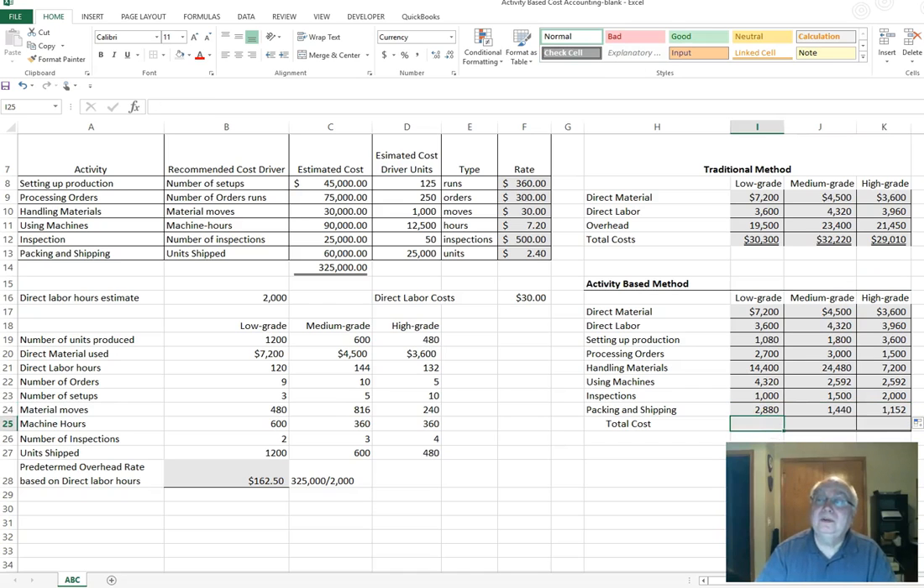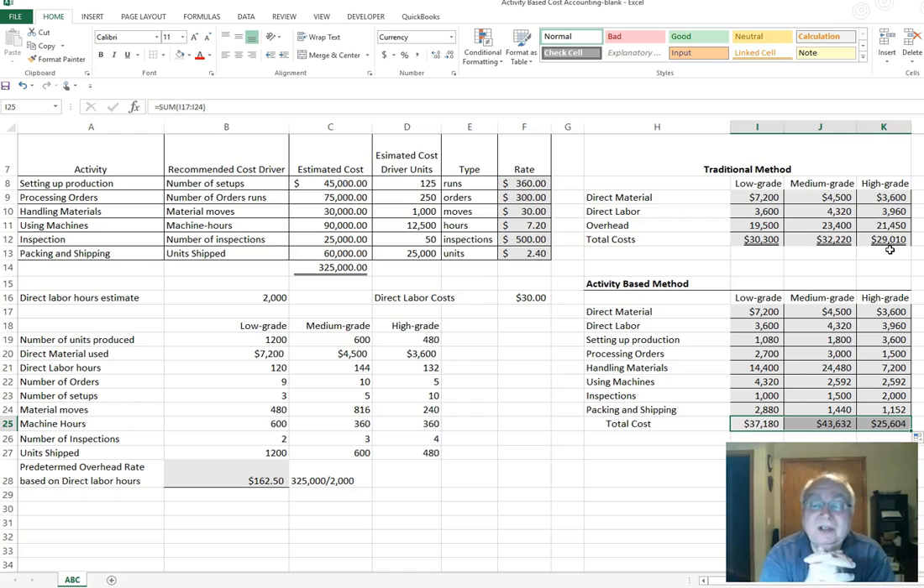Okay, then we total those up. So this is the same cost we had before. So what we're finding is, before we had low grade cost of 30,300, and 37,180 is the cost based on activity-based costing. Medium grade is 32,220, and 43,632. High grade is 29,000 and 25,000. So what it is, the high grade is actually helping support the other 2 methods. And that's why this one is overstated.